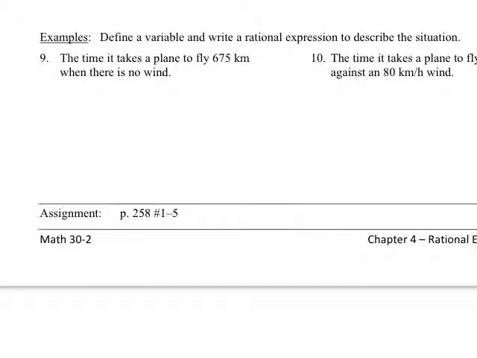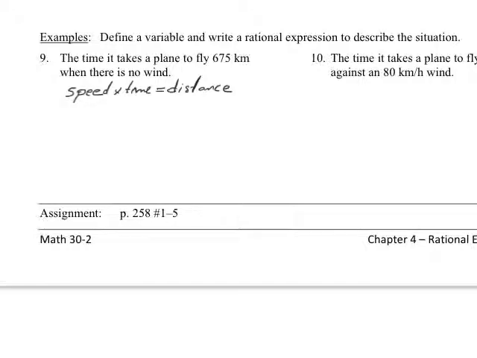As we move towards solving problems, let's just take a moment to look at translating from words, not a complete problem, but an expression in words, into a mathematical rational expression. So we want an expression that looks at the time it takes a plane to fly this distance of 675 kilometers when there's no wind. So to do this, we're going to recall that there's a relationship between speed, time, and distance. Speed times time is equal to distance.